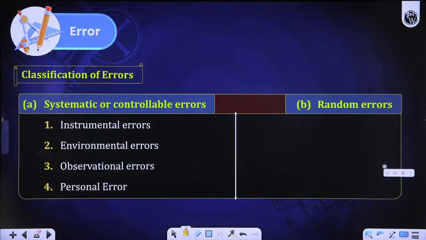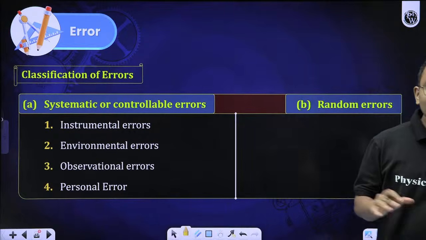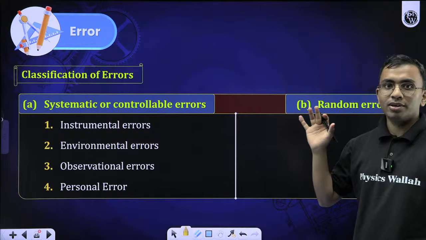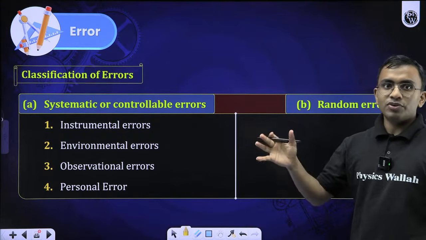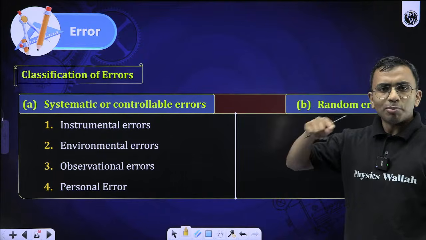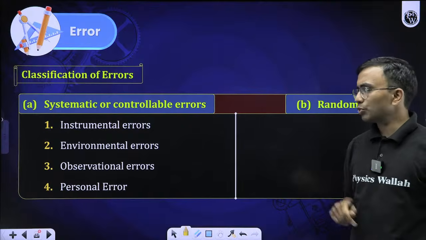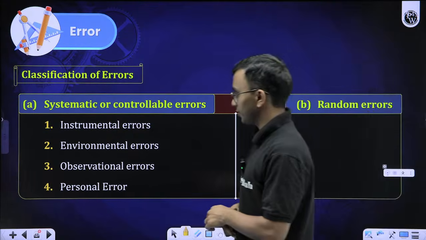Okay guys, now we are moving to the next part, that is errors. Till now we talked about units, dimensions, dimensional formulas, and dimensional analysis. Now let us talk about errors.